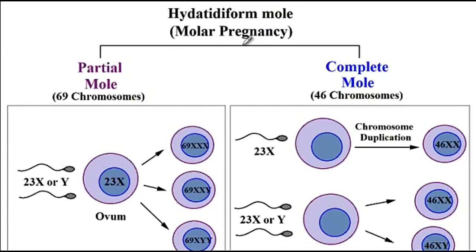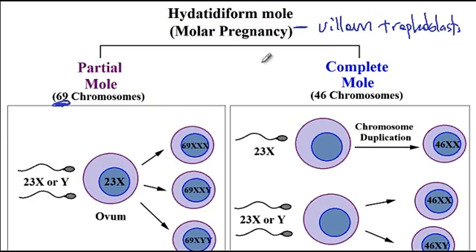Hydatidiform mole, the other name for which is molar pregnancy, is a condition that is characterized by the proliferation of the villous trophoblasts. And this condition arises due to the abnormal fertilization of the sperms and eggs. And so depending on the type of fertilization that is going on, there could be a partial mole where there are 69 chromosomes, or there could be a complete mole where there would be 46 chromosomes.